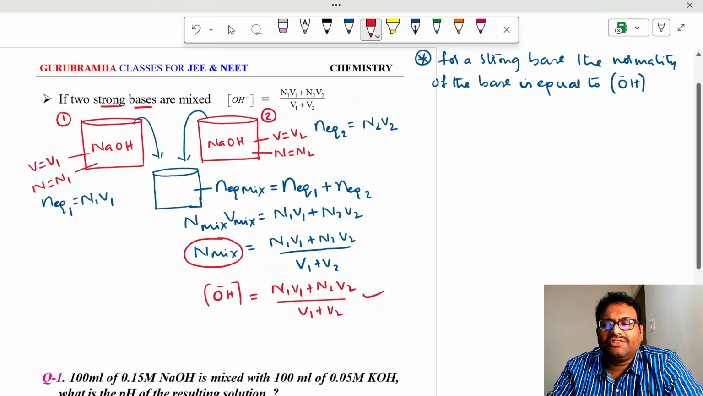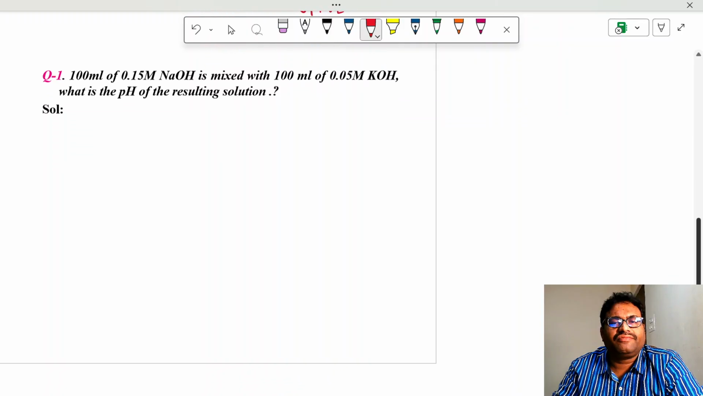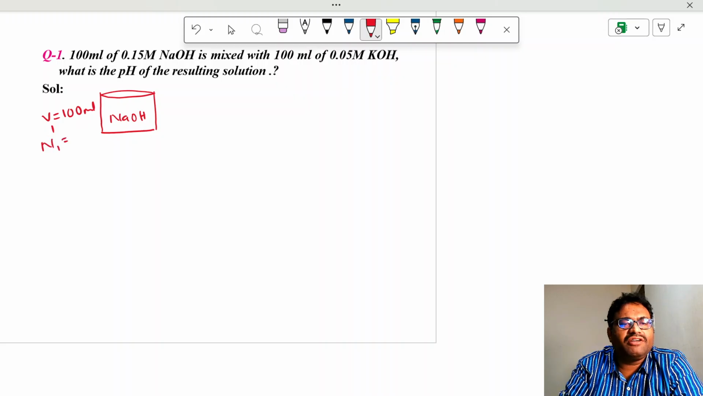So let us solve a problem on this. What is given here? One solution is NaOH solution, a strong base, whose volume is equal to, let me take it as 100 ml, whose normality N1 is equal to 0.15 N.